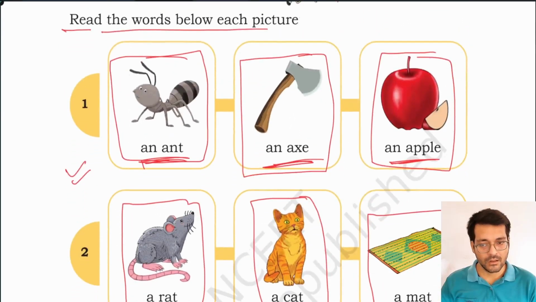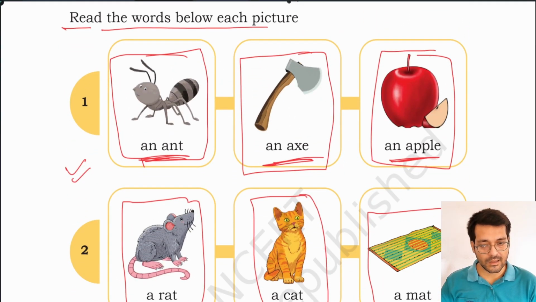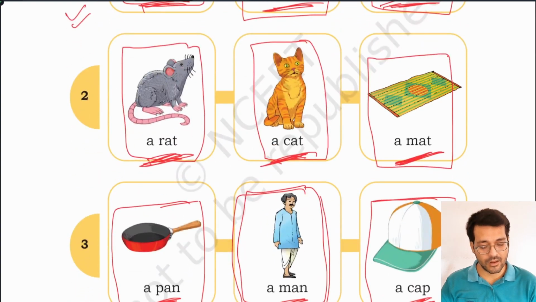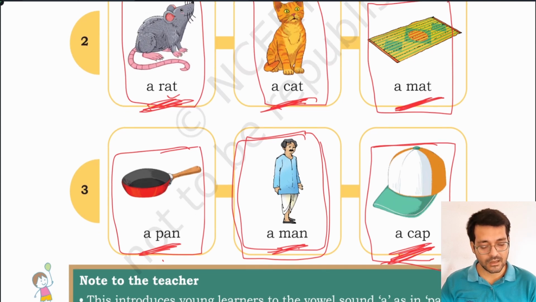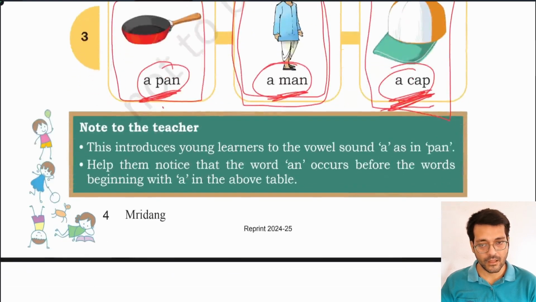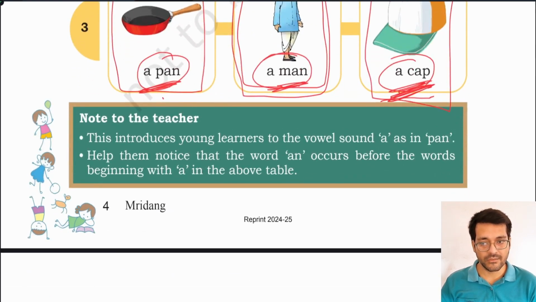While writing, you can see an is written before an axe, an is written before an apple. But while writing cat, rat, mat, pan, man, cap, a is written: a rat, a cat, a mat, a pan, a man, a cap. You should note the difference.